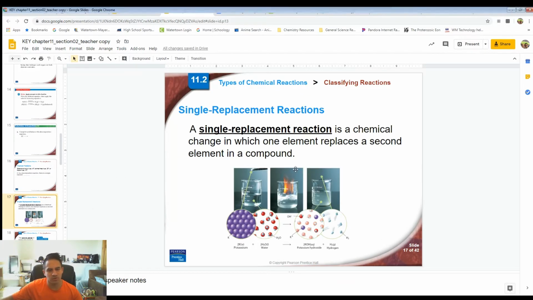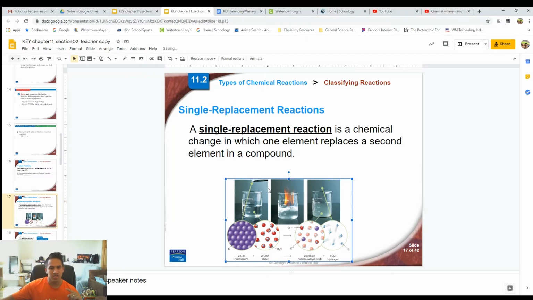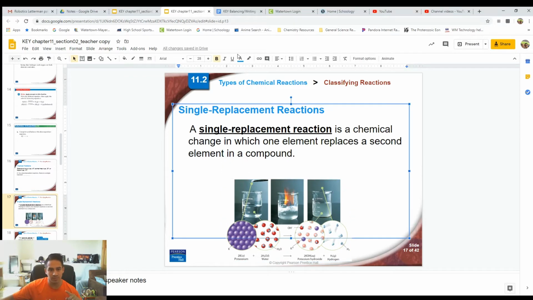Next we have a single replacement reaction. So in this kind of reaction, usually you're starting with an element, and it's going to react with a compound. The element will replace one of the elements in the compound. Usually the element is going to be a metal, and so it's going to replace the cation that's in the compound.